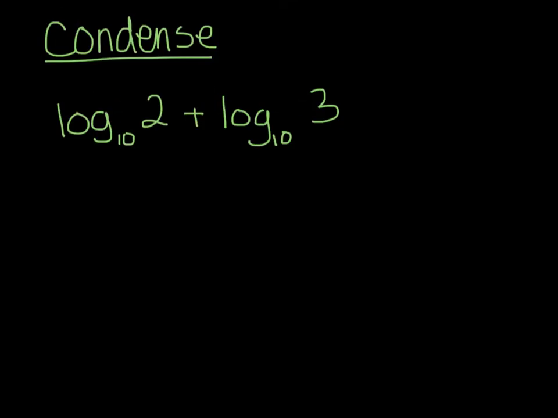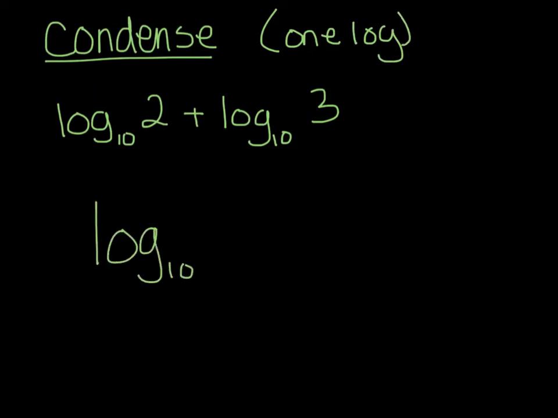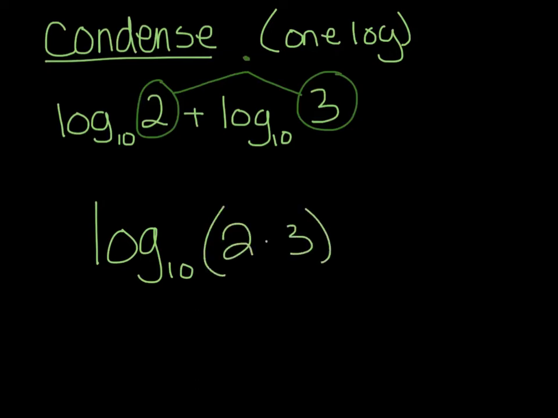And we can take it the other direction. Suppose I said condense. Whenever you see the word condense, make sure you know that there's only going to be one logarithm in your final condensed answer. So we're going to have log base 10, and then you take this 2, and you take this 3, and that plus becomes a times, so we have log base 10 of 2 times 3, which we know is 6, so it's log base 10 of 6.